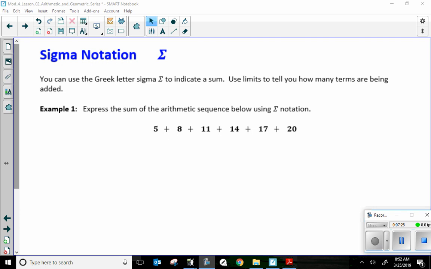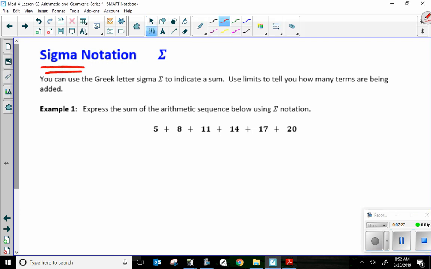So sigma notation, you've heard me say sigma, okay, summation. It's a Greek letter sigma, all right? You can use the Greek letter sigma to indicate a sum. Use limits to tell how many terms are being added, all right? Now, let me just show you what that means. Because when I teach calculus 2, when I start to think of limits, I totally go into a different area in my mind when I think of limits. But example 1 says, express the sum of the arithmetic sequence below using sigma notation.